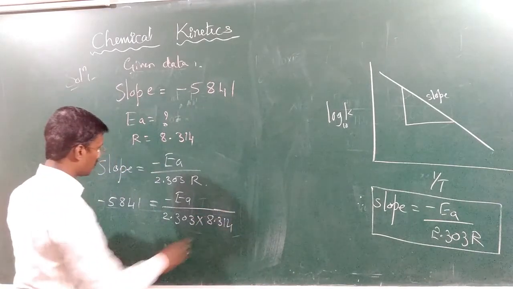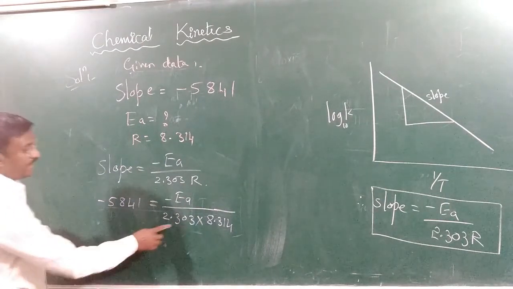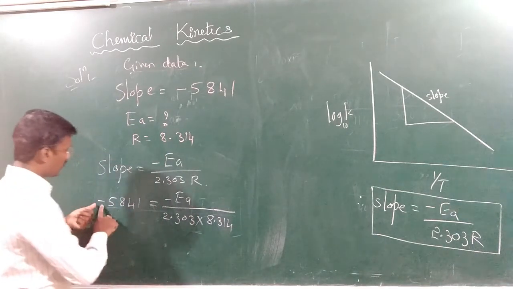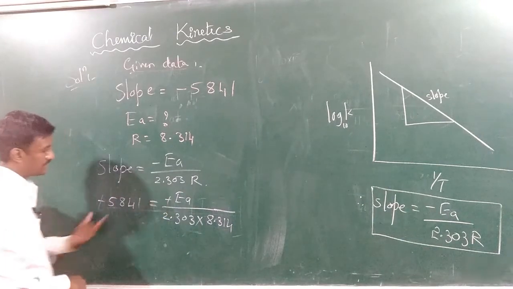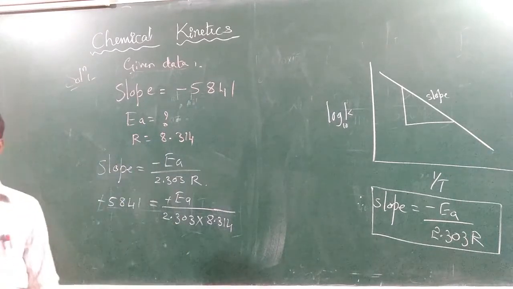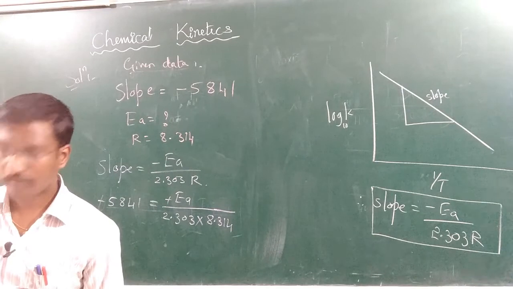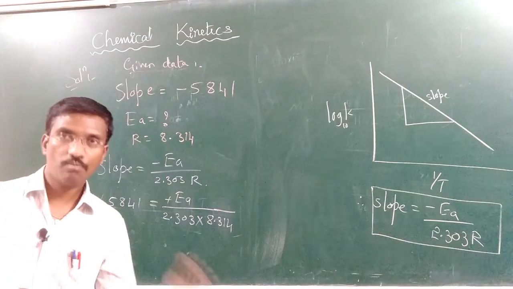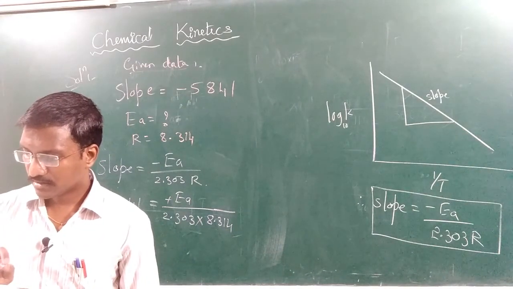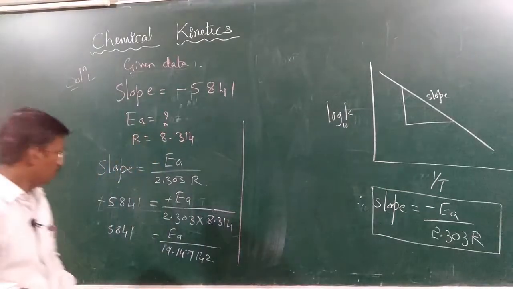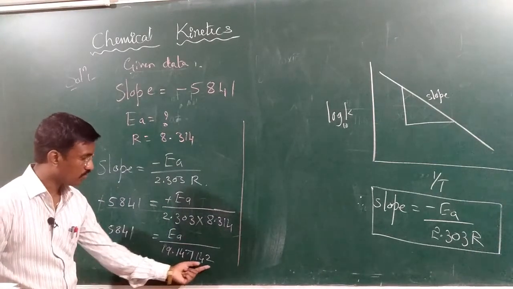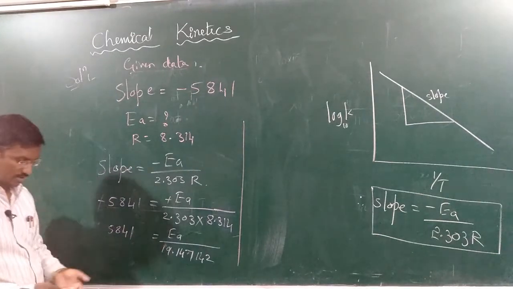By multiplying these two terms, we are going to send this to the left side. Here the minus cancels on both sides. The denominator is moving to the numerator of the left side. Therefore, the multiplied value of 2.303 into 8.314 is 19.147142, and we are sending this value to the left side.